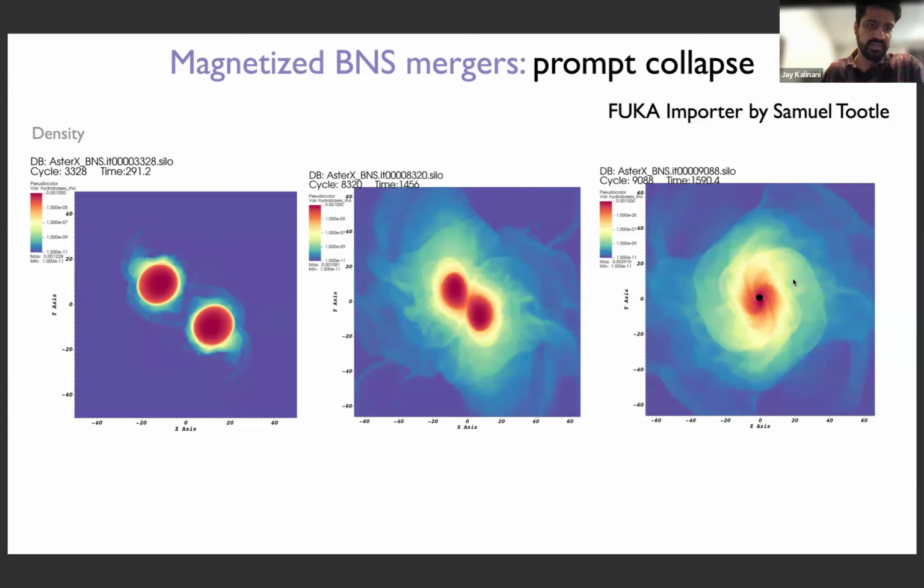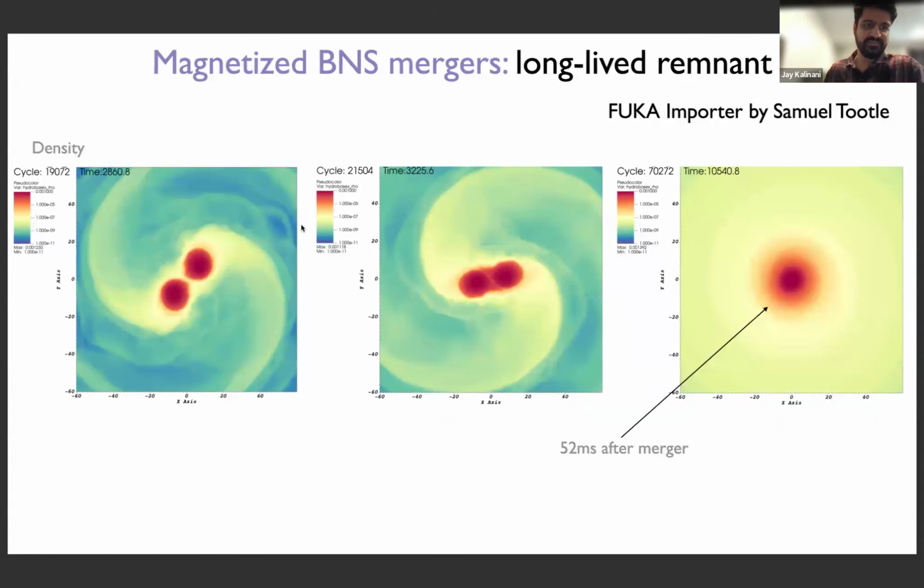I've also been working on performing some simulations for magnetized binary neutron star mergers, using this Fuka importer provided by Sam Tootle. Here, for instance, you see a system where you have the merger, and soon after the merger, the remnant collapses promptly to a black hole. Instead, we have a different system where you have the merger, and then a remnant neutron star is produced, and this does not collapse at least up to 50 milliseconds after merger.